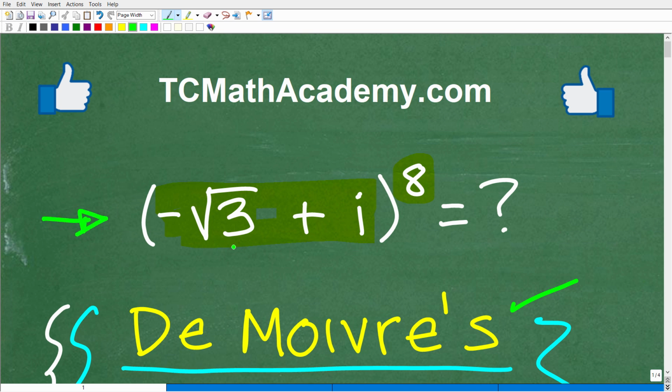And by the way, what we want to do here is find the eighth power of this complex number in a plus bi form. That is a little detail that we need to understand.